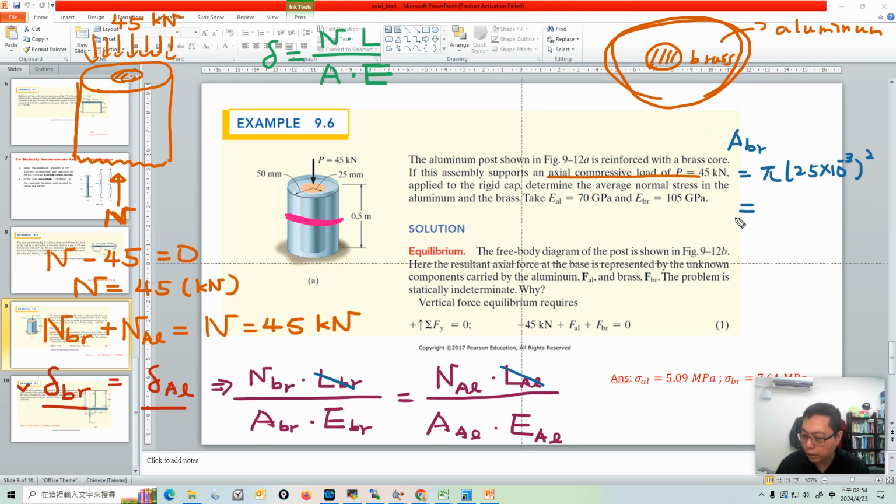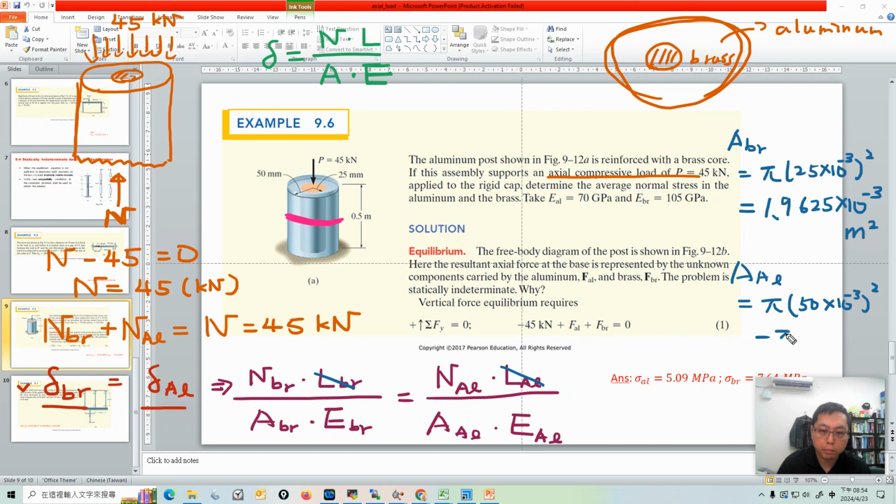And what's the value of this? We need to calculate 25 times 10 to the power minus 3 squared times 3.14. So it's 1.9625 times 10 to the power minus 3, and it's meter square. So what's the area of the aluminum? Area of aluminum is a little more difficult because it has a hollow in there, so it's pi r square minus pi r square. Pi times 50 squared minus pi times 25 squared.